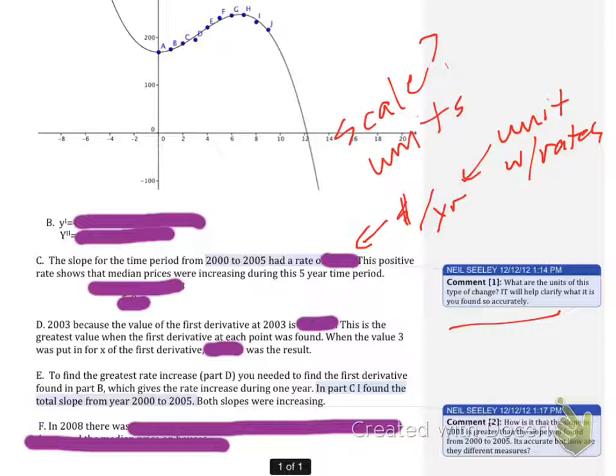So the positive rate shows that the median prices were increasing during this time period. That's not the only way. This student chose a particular way to show that it was increasing during that time period. Yours can be different. Just be clear about your calculation and use units appropriately. Then on my comment off to the side here, that's linked that you see on the right, what are the units of this type of change?